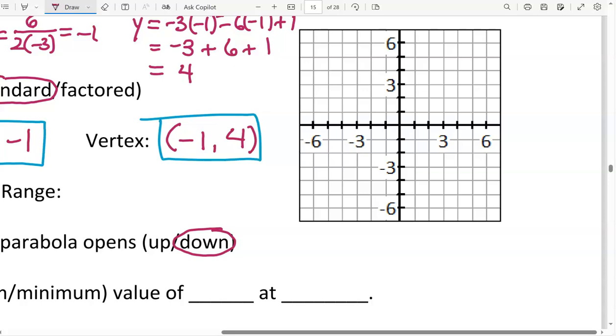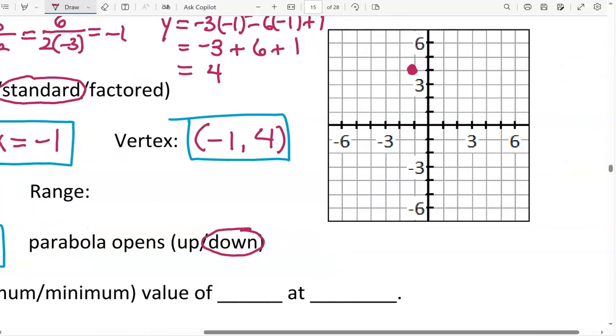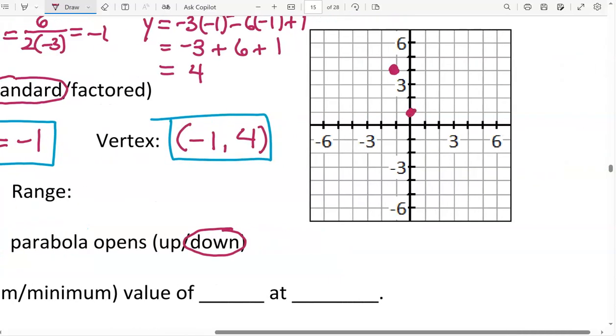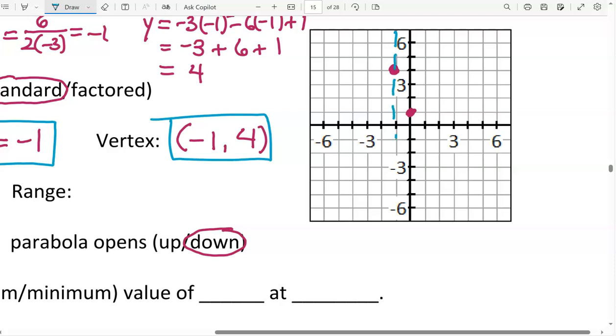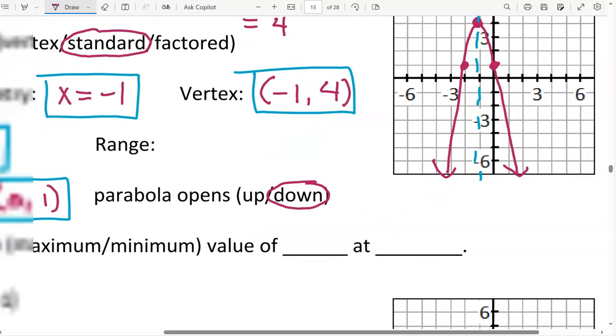So vertex is at negative 1, 4. The y-intercept is at 0, 1. Our axis of symmetry is a vertical line of x equals negative 1. That means that there is a reflection of the y-intercept that provides us with another point on the graph. And our parabola opens downward. We can kind of see that from that vertex and those other 2 points. And so now we can go back to the other 2 questions.